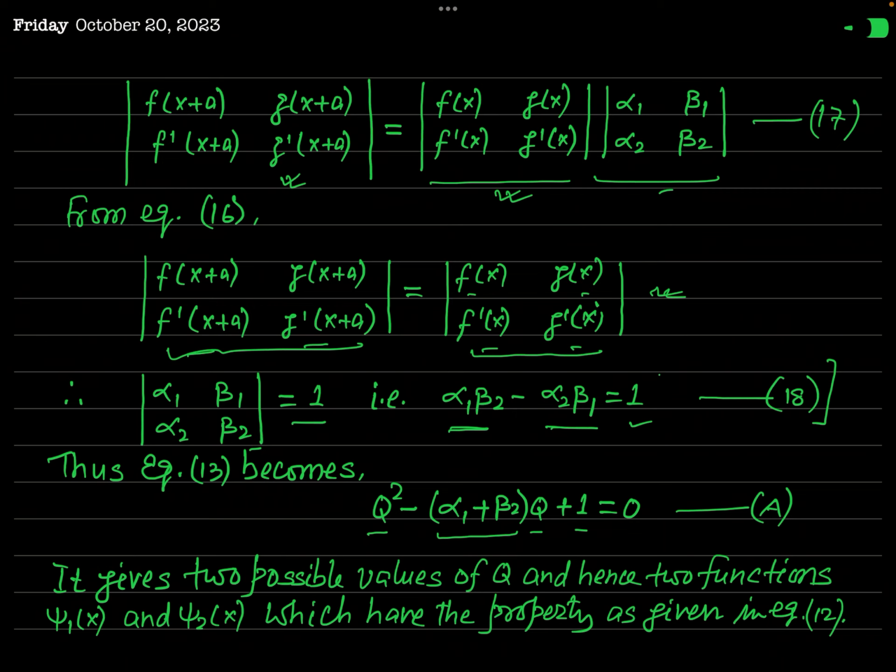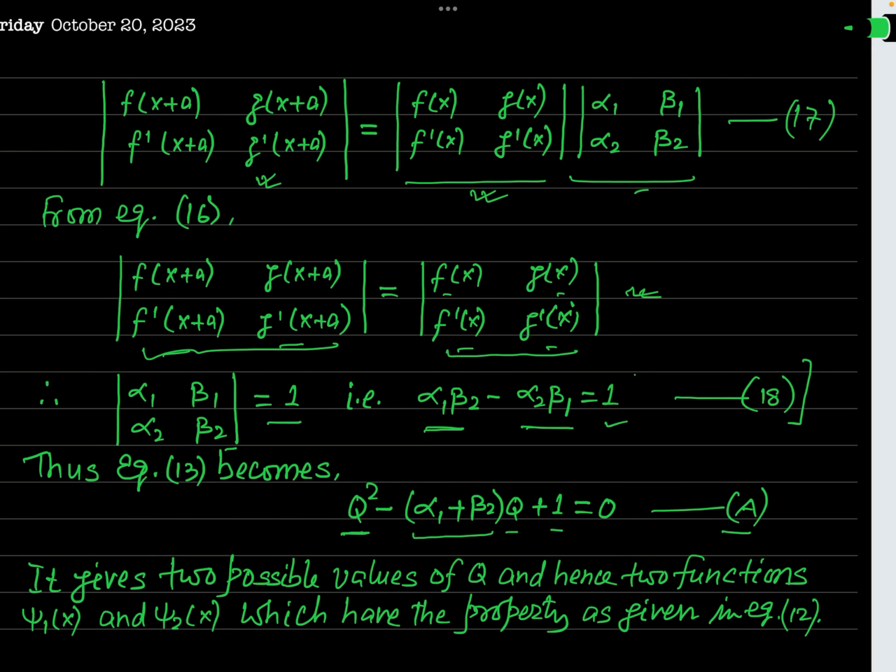Okay, as you can see, equation A is a quadratic equation in q, and you know a quadratic equation has two roots. So this equation will also have two roots. When you say it has two roots, it means there will be two values of this q. And what will be those two values?